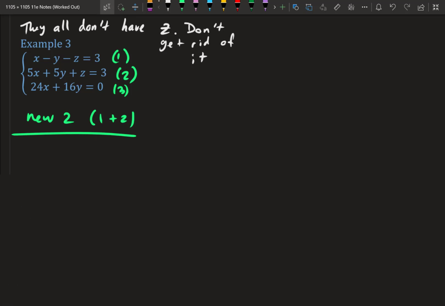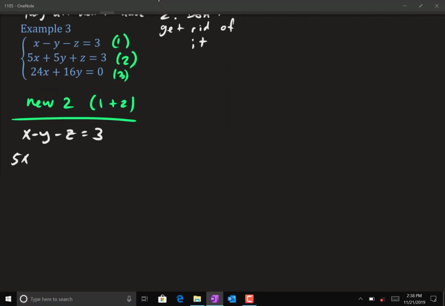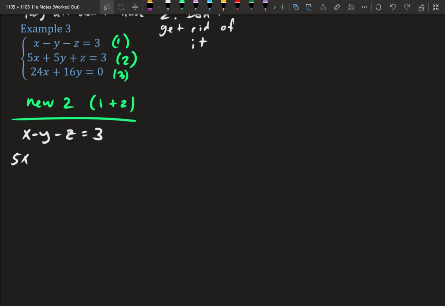So 1, we have x minus y minus z equals 3. 2, we have 5x plus 5y plus z equals 3. Now we need to get rid of something, but we can't touch the z. Do not touch that z because 3 does not have z. So we can either get rid of x or we can get rid of y. I chose to get rid of y because they're already opposite signs.